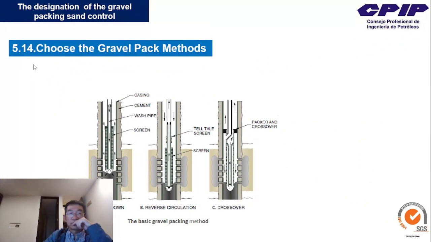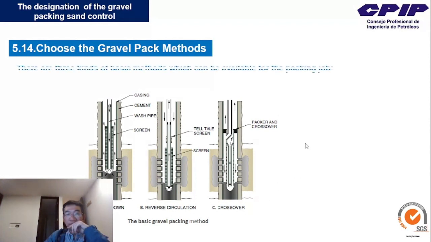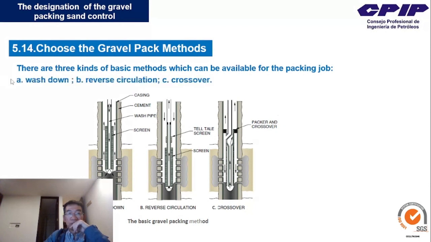5.14 We need to choose the gravel pack methods. The first one is wash down, the second one is reverse circulation, and the third one is crossover. So there are 3 kinds of basic methods which can be available for the packing job.